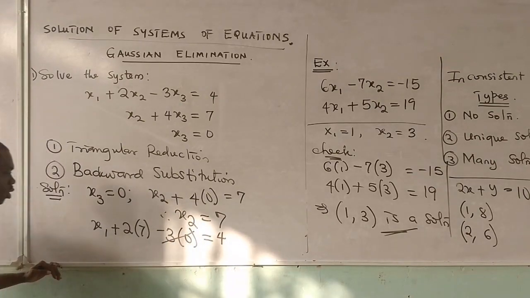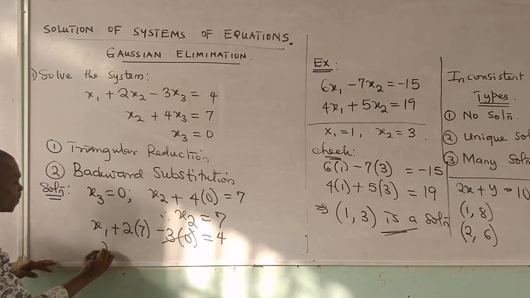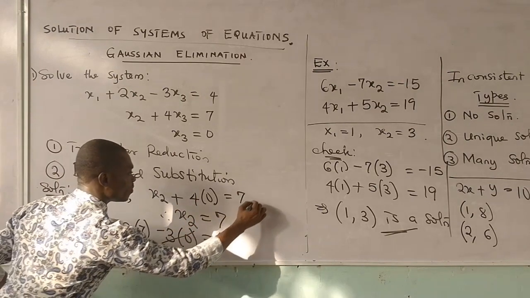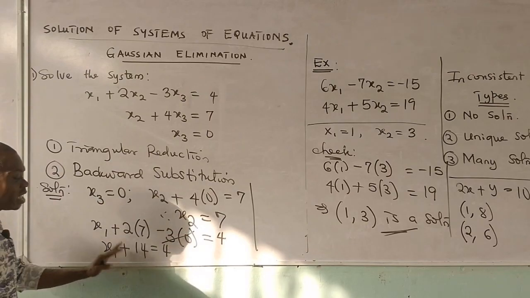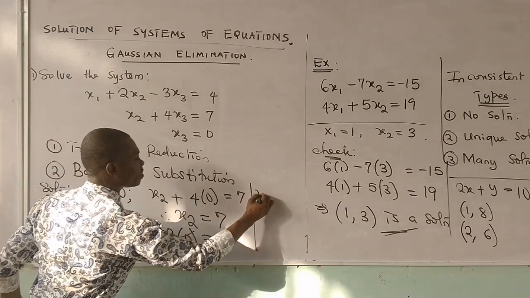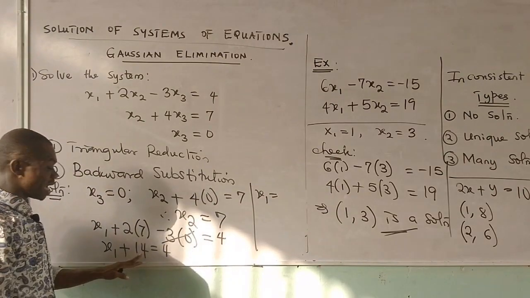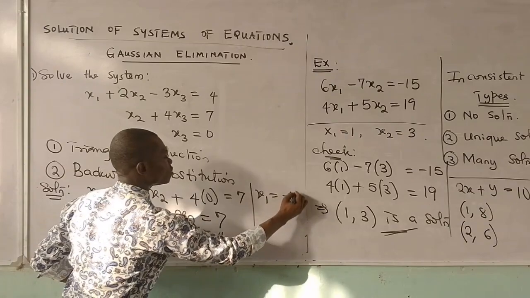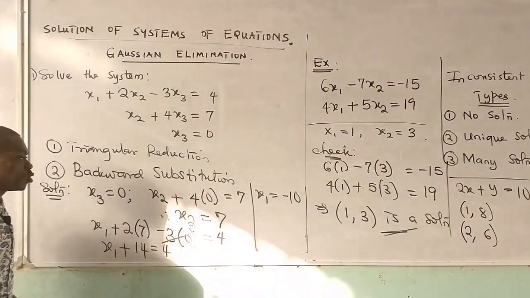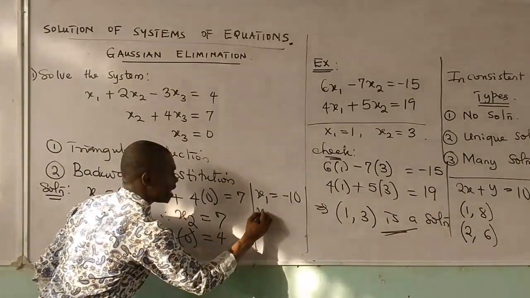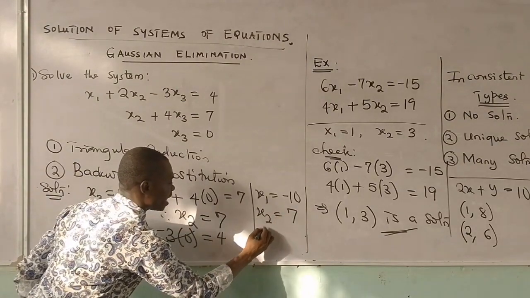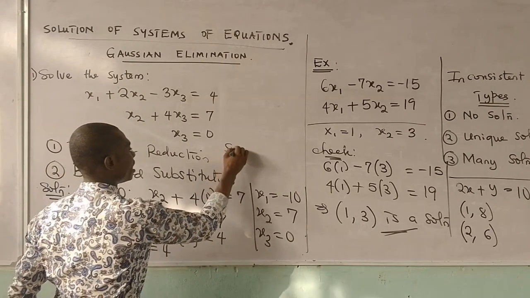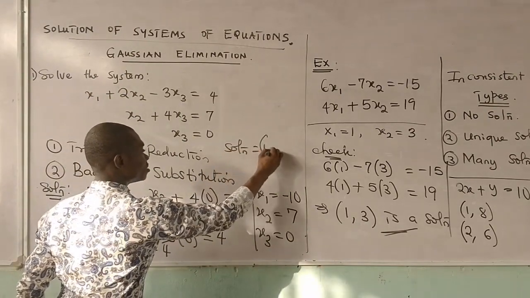So of course this guy will go away. So I just have 14 here. That is x1 plus 14 equal to 4. So from there I can easily see if I take this 14 to the other side, I will get my x1 to be 4 minus 14, and that is negative 10. So that's going to give me negative 10. So my x1 is minus 10, my x2 is 7, and my x3 is 0.